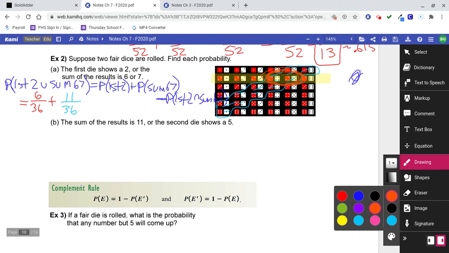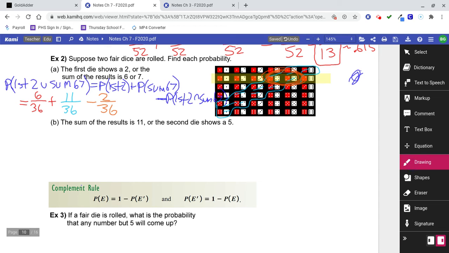Those two have been counted twice. So I'm going to subtract off the number where the first one is 2 and the sum is 6 or 7, out of 36. And that's going to give me my answer. 6 plus 11 is 17, minus 2 is 15. So we're going to get 15 over 36. Divide by 3, you get 5/12. That's the probability there.